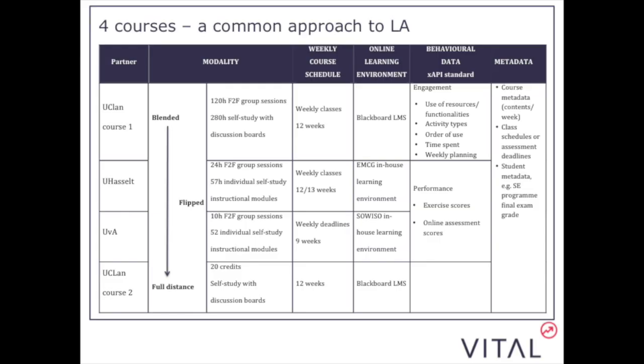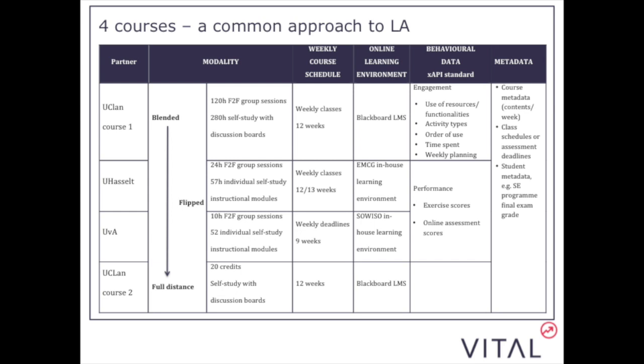So this is the behavioral data. We have linked metadata necessary for the interpretation of the data. There's course metadata, for example, which course contents are supposed to be processed in which week. There are class schedules when the students have the classes or the assessment deadlines. And there are, of course, student metadata from the university student information system, such as the secondary education program from the students, and, of course, the final exam grade for the course.